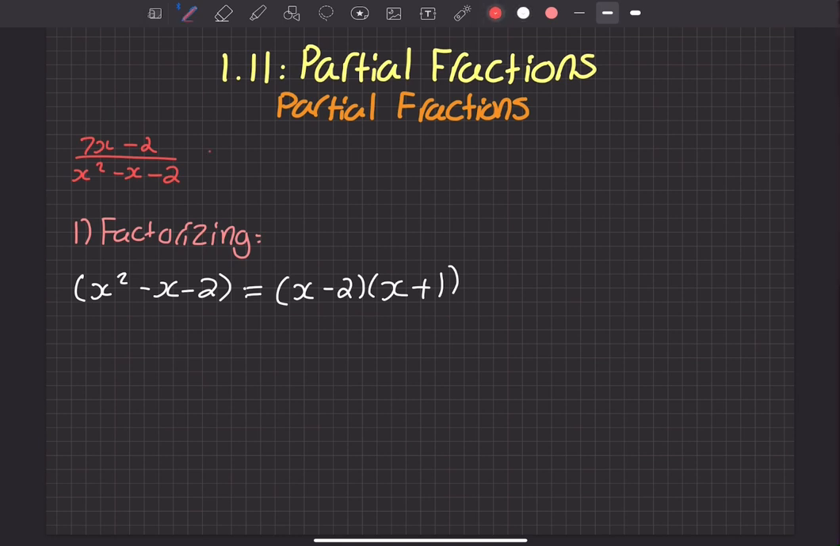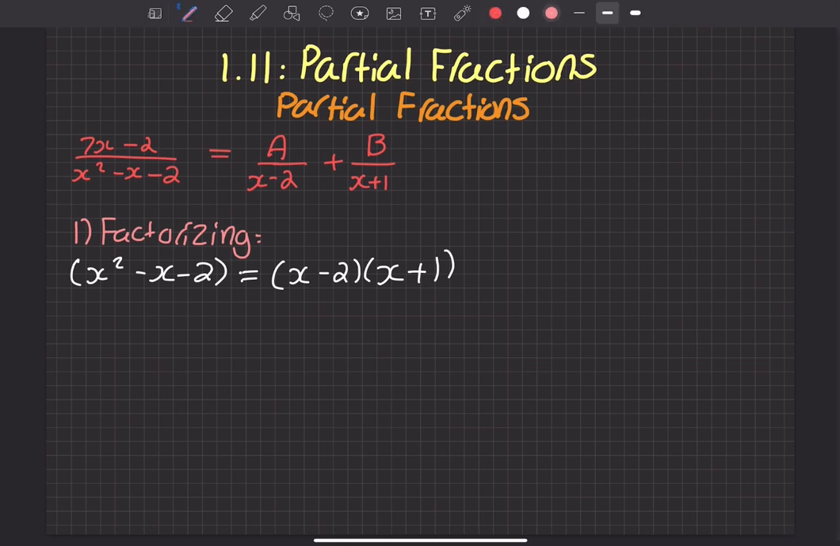What we'd do is take our original fraction and write it as the sum of two fractions, right? And the denominators of these two fractions are the factors of the original denominator. So this would be x minus 2, and this would be x plus 1, right? And what do we put at the top? Well, for now, we'll just put A and B. And what we're trying to do is find out what A and B are.